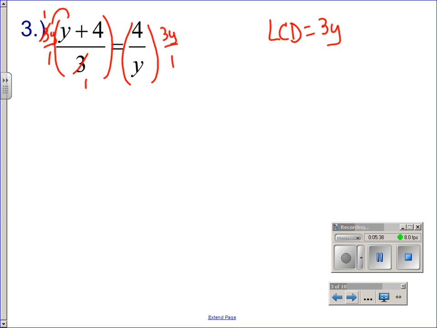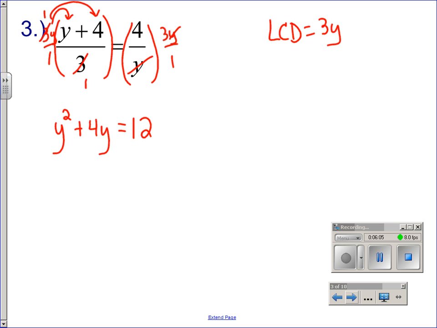So now we're going to take the y and multiply it through. So y times y is y squared. Y times 4 is 4y. Equals. Now let's do the other side. What cancels top to bottom? The y's. So then 4 times 3 is 12. So multiplying by our least common denominator, we're getting rid of fractions.